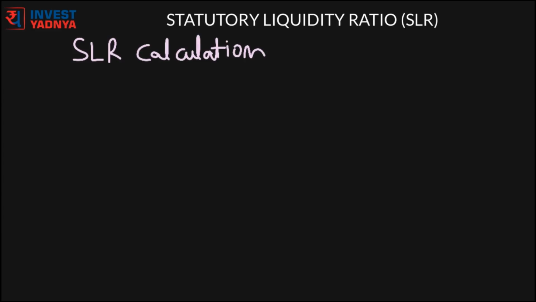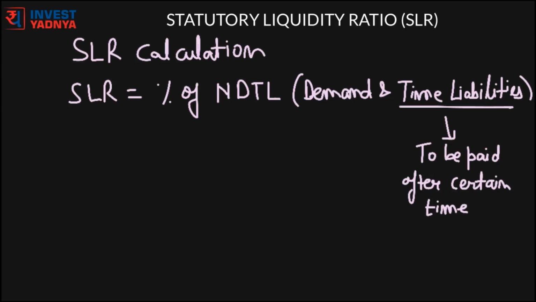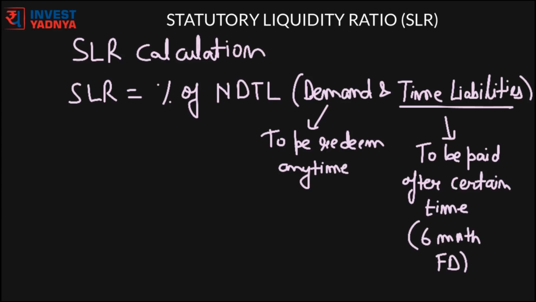SLR is determined as a percentage of the total demand and time liabilities of a bank. Time liabilities refer to liabilities which the commercial banks are liable to pay to the customers after a certain period mutually agreed upon, and demand liabilities are such deposits of the customers which are payable on demand at any time. An example of a time liability is a 6-month fixed deposit which is not payable on demand but only after 6 months.